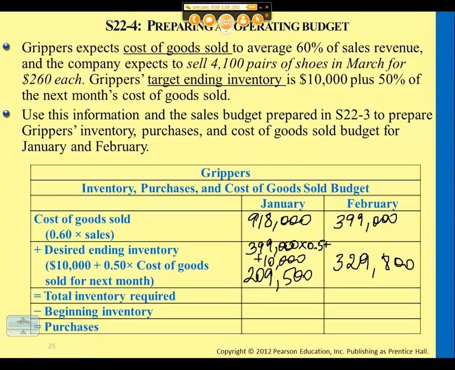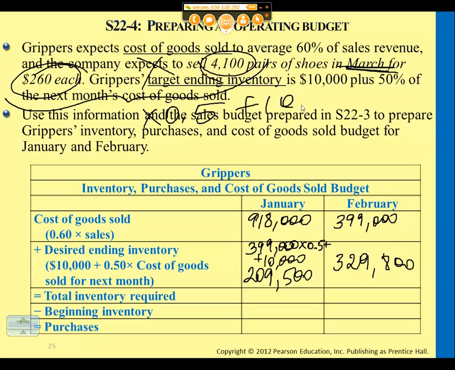Do you understand how you get this? Where are you stuck? Who is not understanding? How do I get 3329? Okay, so in March I have 4,100 and I have 260. I multiply those two numbers, then I take this number and multiply it by 0.5 and then add $10,000.